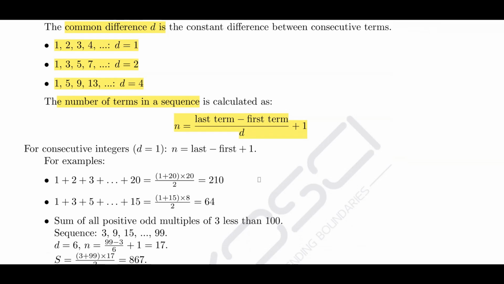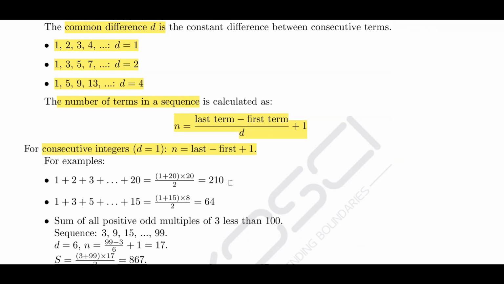Let's see how it works in a special case. If the sequence is just consecutive integers, then the common difference d is 1. In that case, the formula becomes even simpler. N equals last minus first plus 1. Let's go through a few examples together.